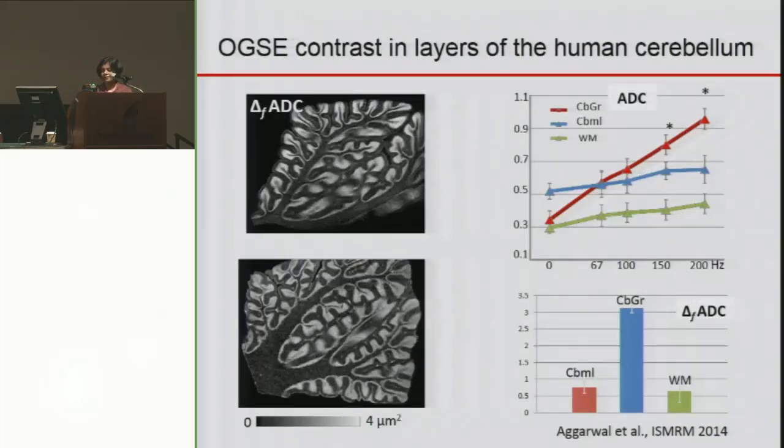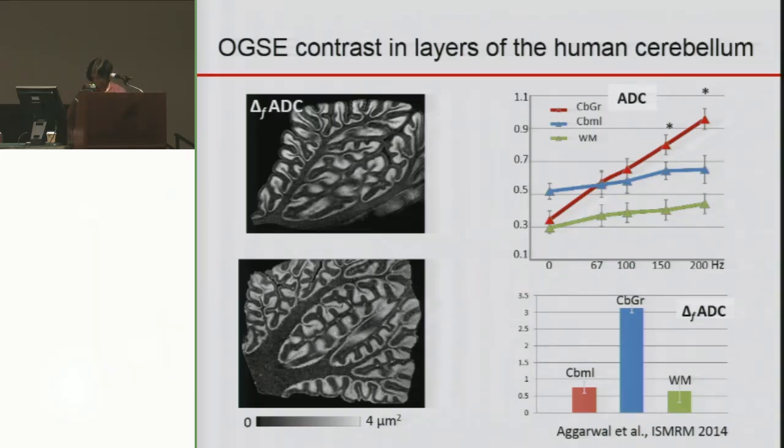So lastly, this slide shows OGSE contrasts in layers of the human cerebellum. Here again, we can see significant enhancement specific to the granule cell layer, which is also very nicely highlighted in both of these maps here, which are basically just fitted maps of ADC versus frequency. And we can also see in this plot here that this ADC increase is actually very specific to the granule cell layer, whereas the other layers, including white matter, show only a minimal increase in ADC with frequency.